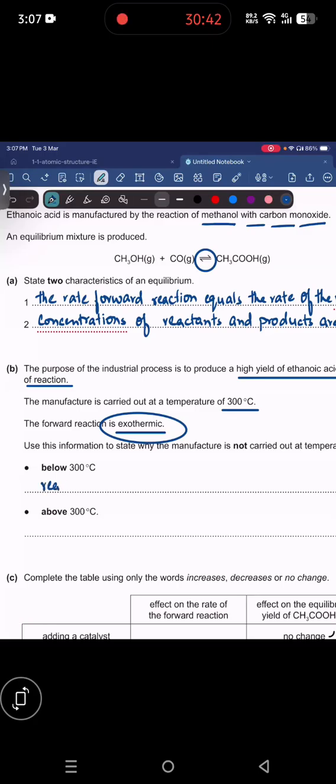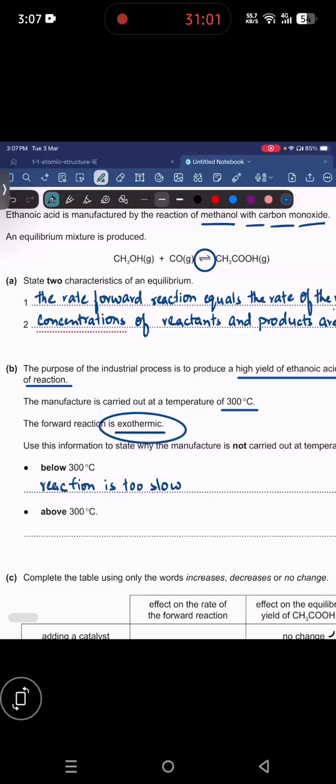The effect for this one is that the reaction is too slow. The reaction is too slow, and above 300 degrees C, the yield of ethanoic acid is too low. Why? Because if we start the temperature above 300 degrees C, it will produce more heat energy which will affect the product, and the reverse reaction will start instead of the forward reaction. So the yield of the product will decrease.